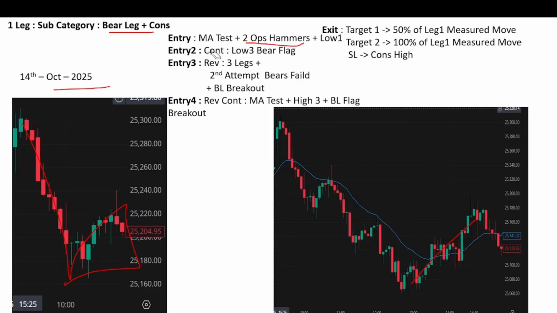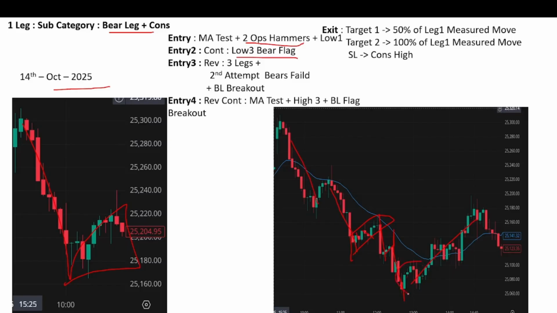In the same trade you are entering again. So the entry 2 is low 3 bear flag. The entry condition we have seen on the previous day also. So low 1, low 2, low 3, and this is a bear flag. So you can enter here as well, and it will meet your 2 targets, 50% of leg 1 and 100% of leg 1.